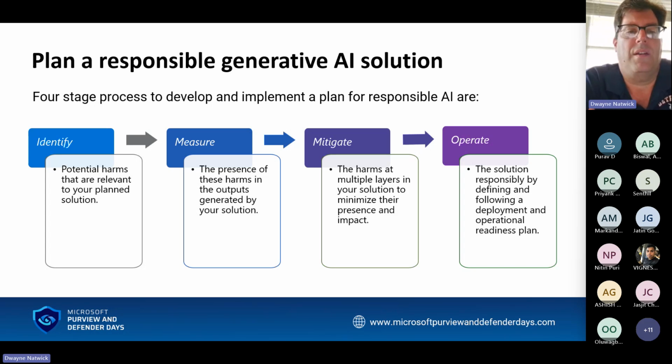Once we understand the presence of these harms, we need to measure again the outputs and what might be generated by a particular solution. Again, what information is being presented, what information is being used, is that information sensitive, as we are evaluating and building our models and building our generative AI solutions, building our applications that are using generative AI.